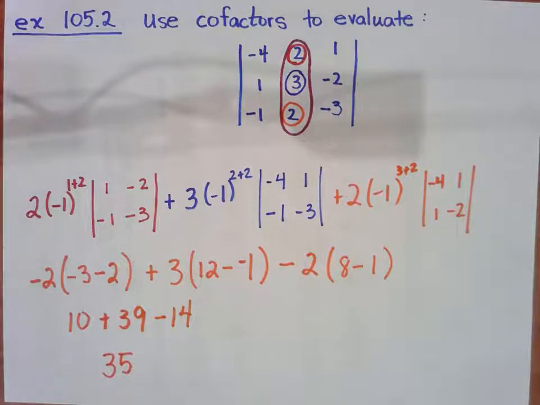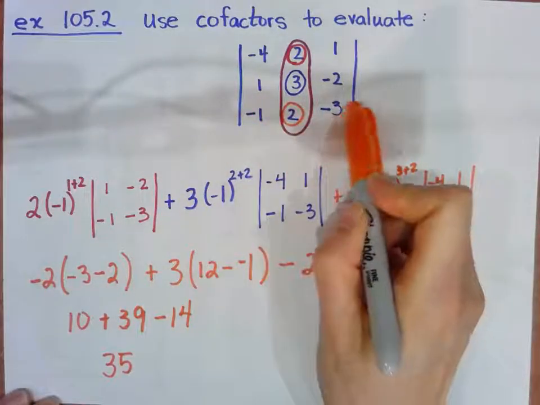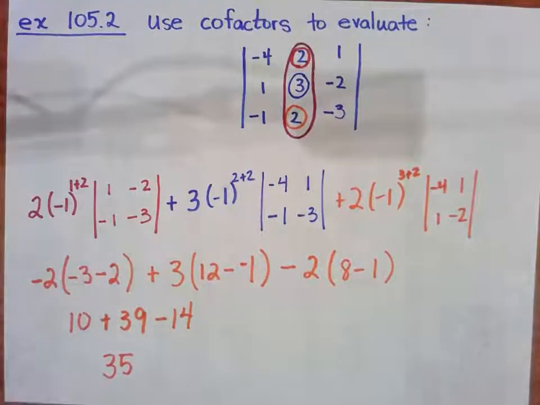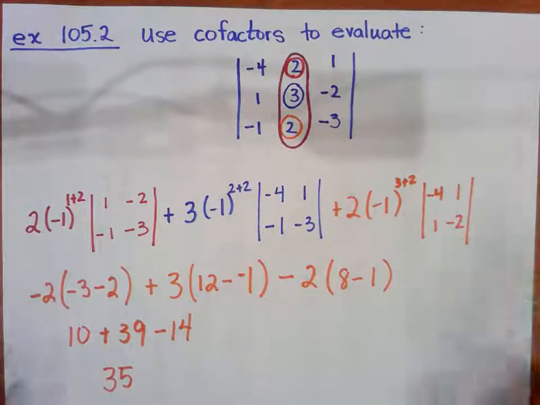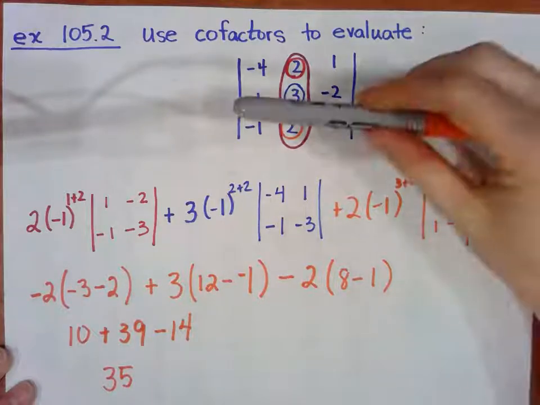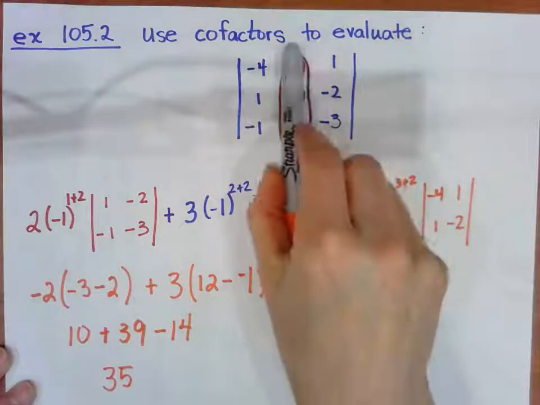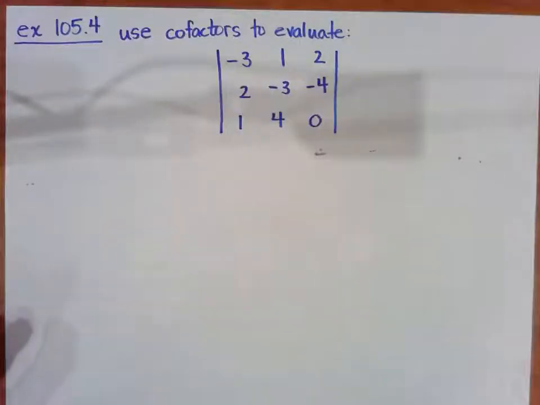Okay, and if you look at the book's solution to 105.2, they also got 35, only they used this row. If you want to look at their solution, you can, but it's a good way to at least verify to ourselves that it doesn't matter which row or which column we use, we're always going to get the same value as long as we do it correctly. Okay, so your book used this row, I used this column, we still got the same answer. Alright, we'll just do one more of these.